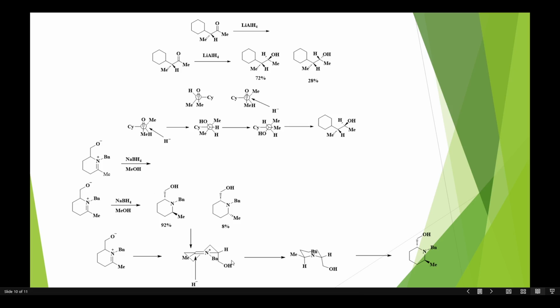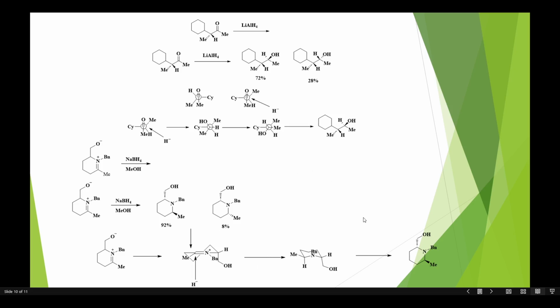Okay. In this particular case, what will happen? Actually, there are two faces, from the bottom and the above face. But the bottom face attack will be much more favorable. Why? Because when the bottom face attack happens, it will directly convert to the corresponding chair conformation. But when it attacks from the above position, then first it will convert to what we call a twist boat conformation.